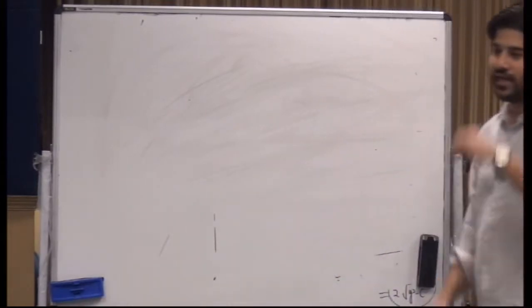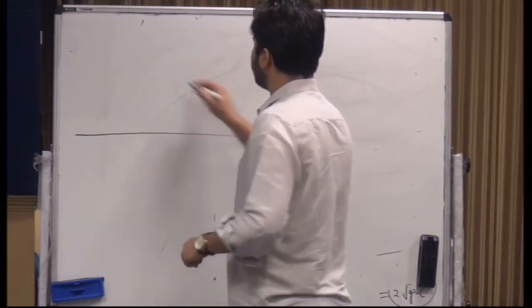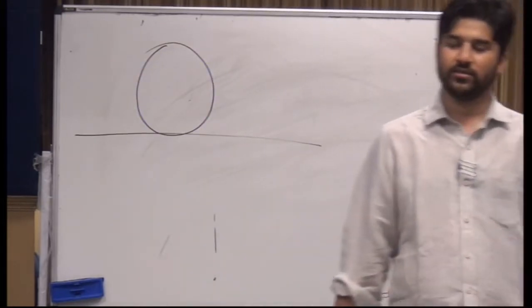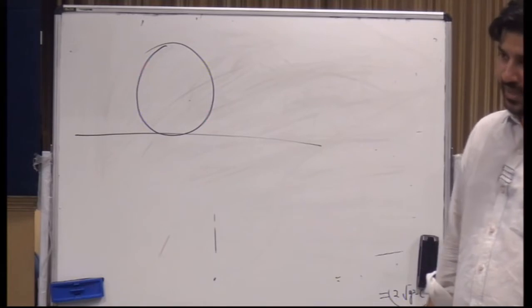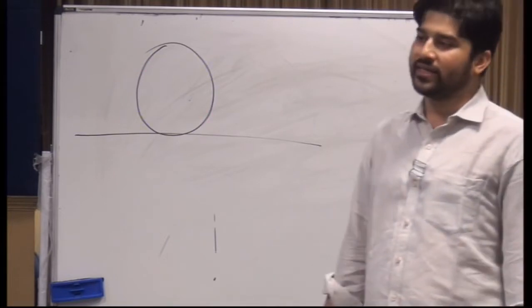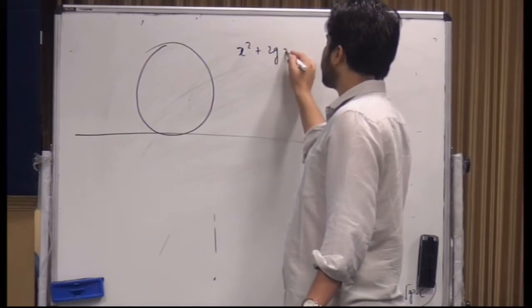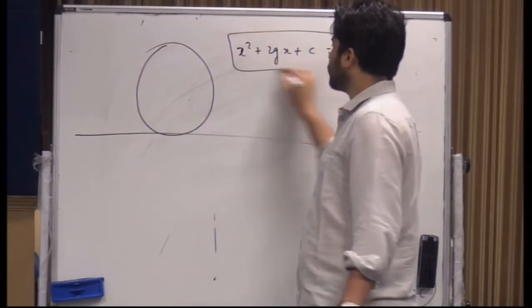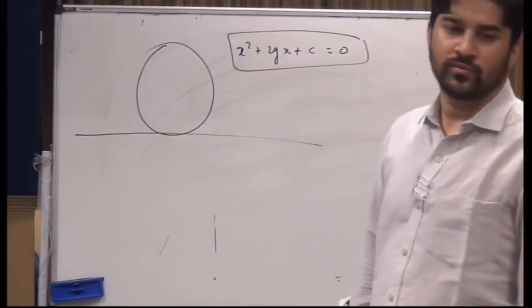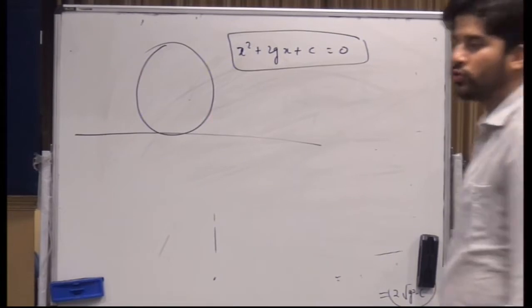Now, if someone asks you what happens when a circle just touches the x-axis, what does it mean? It means that the length is going to be 0. Or I can say the quadratic equation x square plus 2gx plus c is equal to 0 has two equal roots. When do we have equal roots? When the discriminant is equal to 0, and what is the discriminant?